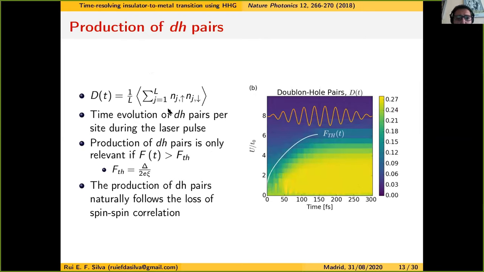Now I'm going to show you the doublon-hole pairs. I was previously showing the spin-spin correlation function, and now I'm going to show you the number of doublon-hole pairs that we created in the system. As in the previous figure, the number of doublon-hole pairs starts almost at zero. And as soon as we surpass this threshold field, we start to create doublon-hole pairs, and then we destroy our insulator, and we create a metallic system.